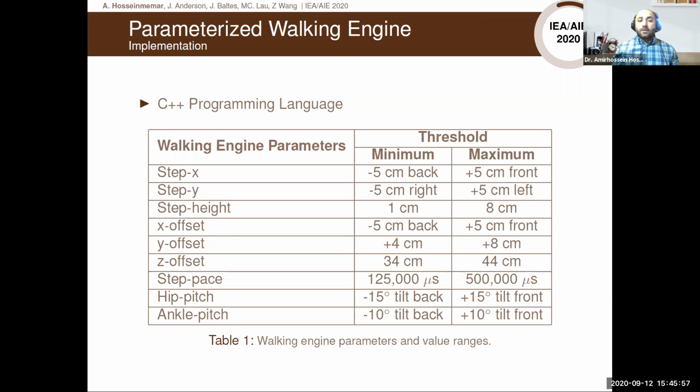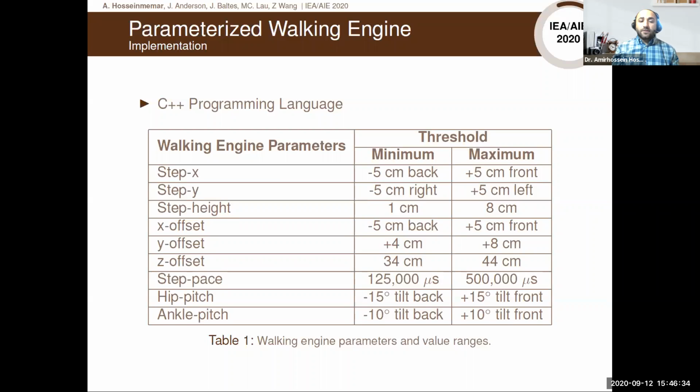For example, step X is the distance that the robot can go forward or backward, and you can see that the minimum is -5 centimeters, which is going backward, and +5 centimeters, which is going forward. Step Y is going to the left and right, and again the distance is in centimeters. The step height is how high the step is. For example, we start with 1 centimeter and it goes to a maximum of 8 centimeters.